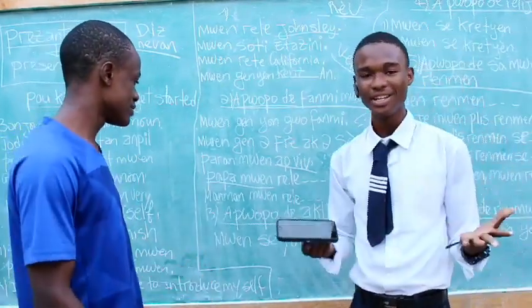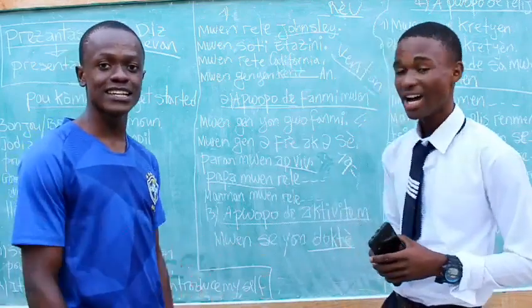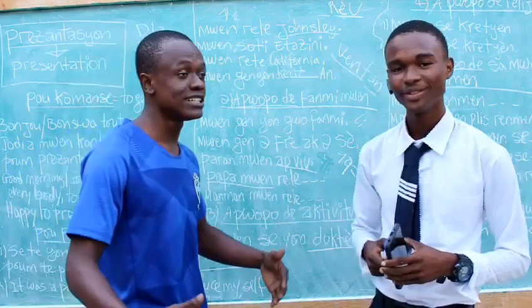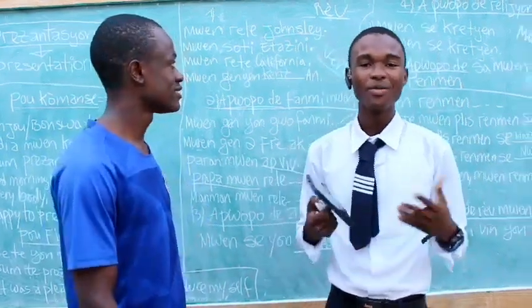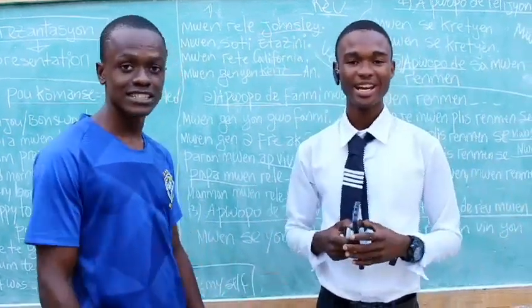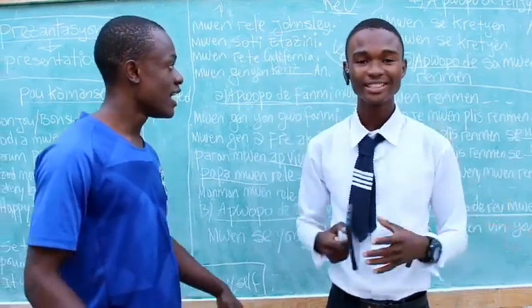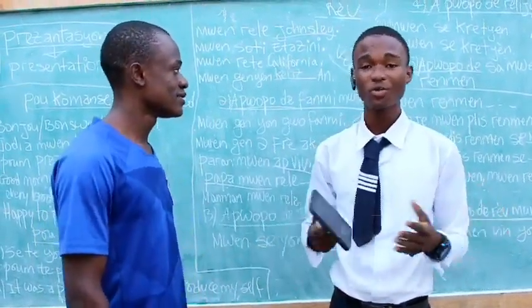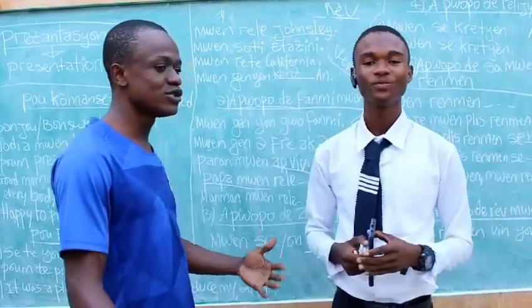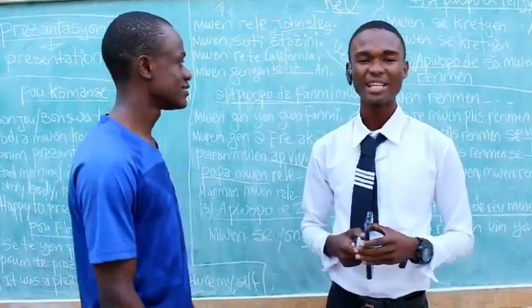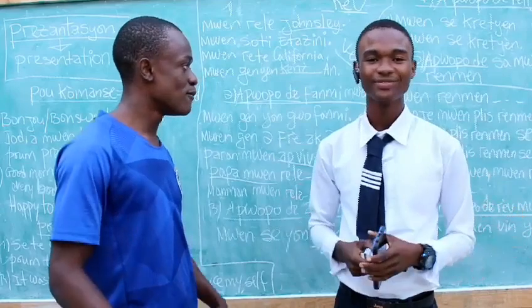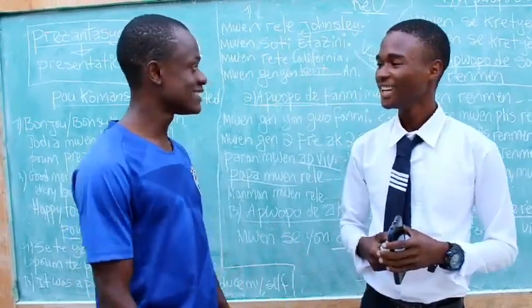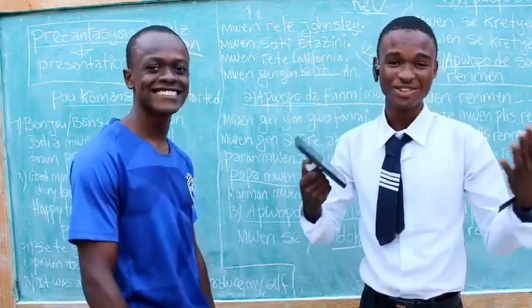About my activities. Moi c'est un musicien. I am a musician. À propos de religion, moi. About my religion. Moi c'est un chrétien. I am a Christian. À propos de ça, moi aimé. About my hobby, about what I like. Moi aimé jouer musique. I like playing music. Moi aimé manger du riz. I like eating rice.